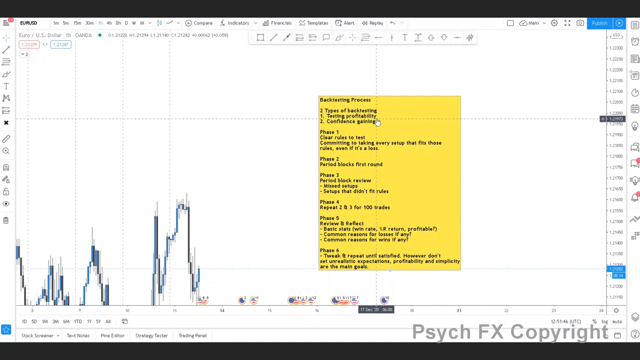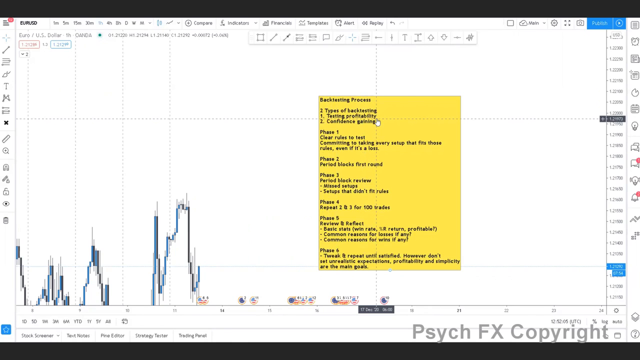This is if you've got a strategy and you're not 100% sure if it's profitable yet. You're in the creation stage, or maybe you've just learned something and you want to make sure for yourself that it does work instead of just trusting someone else's opinion, which is highly recommended. And the second one is confidence gaining.